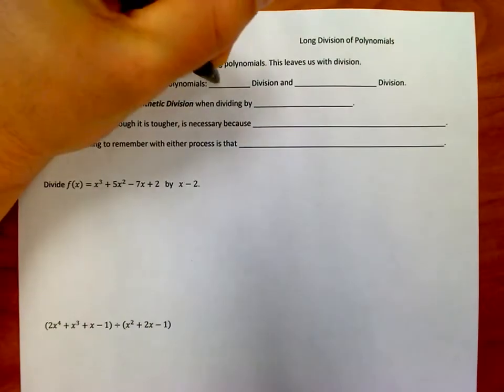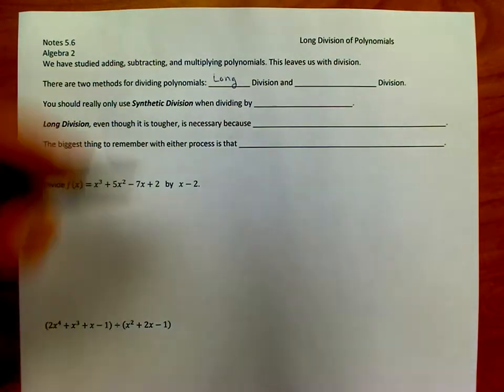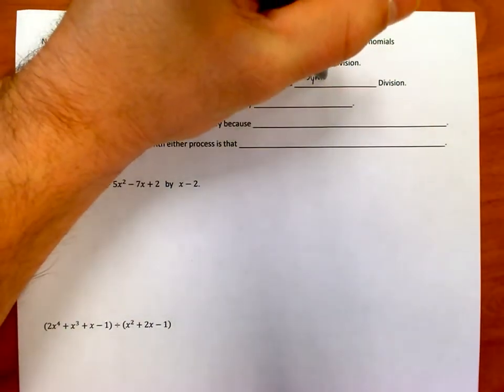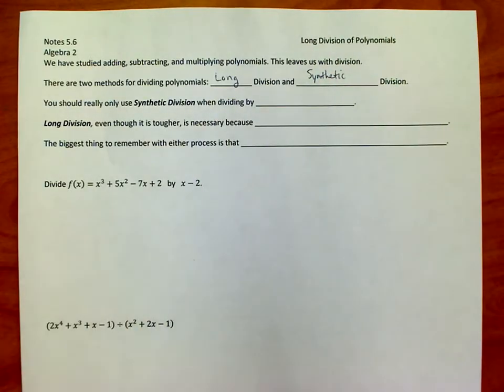One is called long division, and the other one is called synthetic division. These two processes differ a little bit in that long division really is tougher, and synthetic division is a heck of a lot easier if you understand the process. The reason that we don't use synthetic division all the time, though, if it's easier, I mean, why not? Why wouldn't you use it all the time?